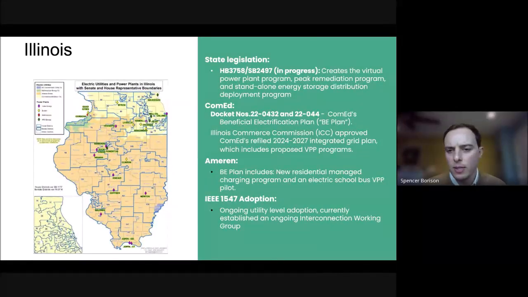Someone hold me to that if I'm misspeaking about the current progress, but the last time we checked, that's where it sits. These create and provide the incentive to create a virtual power plant program across some of the key utilities in the state. That's meant to be a standalone energy storage distribution deployment program and other types of demand response that enables VPP. Then there are a couple of utilities of note: ComEd and Ameren, which both have the BE plan, the beneficial electrification plans, already in place or in progress. They are working to invest in upgrading the grid and creating an integrated grid plan, which would enable and propose VPP capabilities and flexibility within the markets. There are a lot of pilots happening already at ComEd and Ameren around these topics, and the protocols are starting to become a major player in some of those programs and pilots. So that's something to also consider.